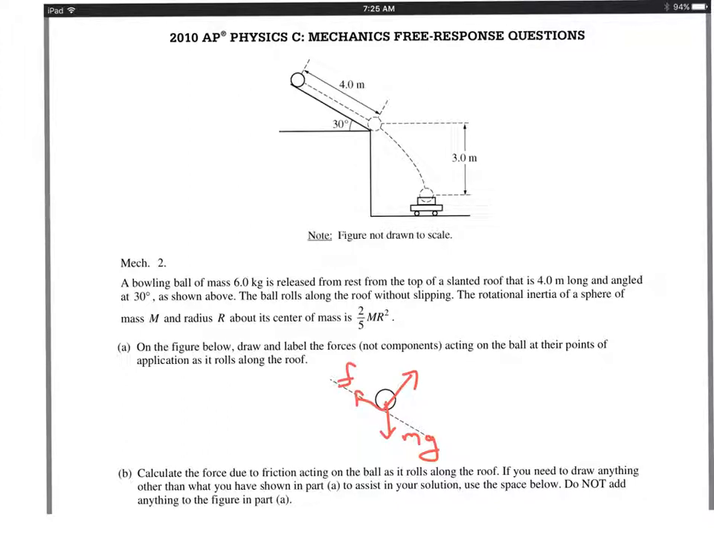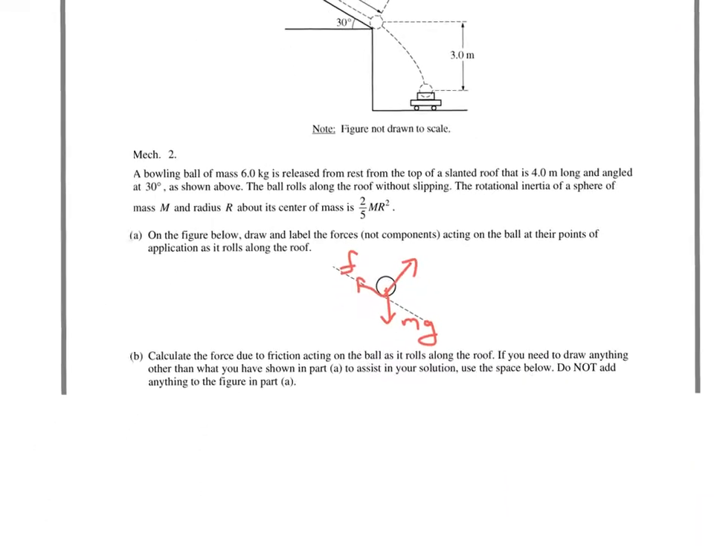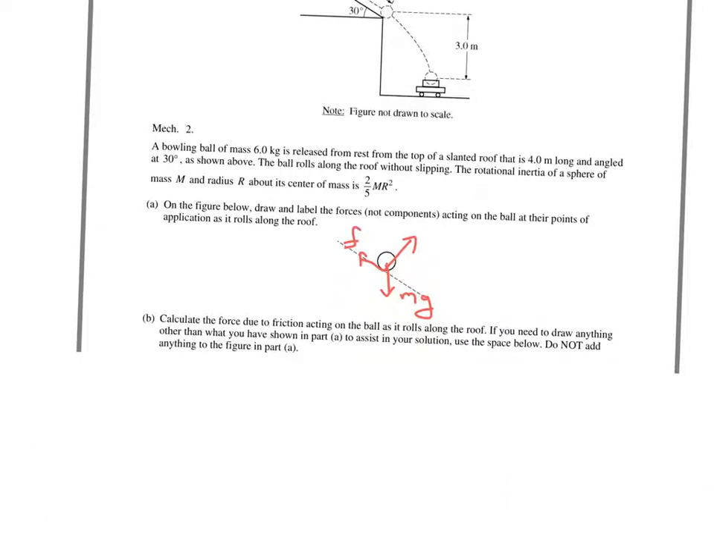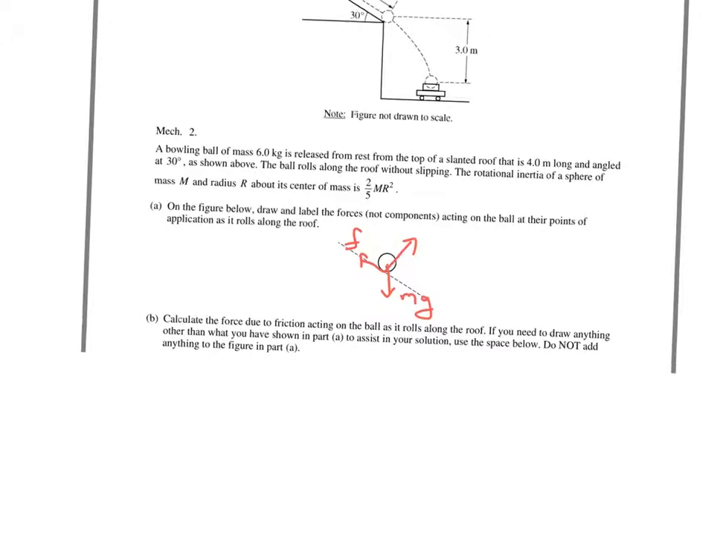Now, the next part, and that's the only part I copied since it's relating to this chapter, is: calculate the force due to friction acting on the ball as it rolls along the roof. Okay, so this is the basic problem for an object rolling down a ramp. The nice thing is, it is kind of the process that we used before. All right, so what are we going to do first, after we draw the diagram, sorry?